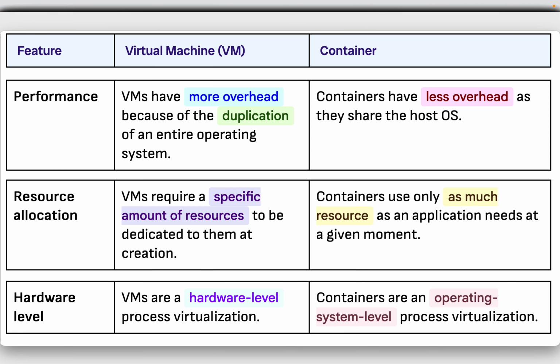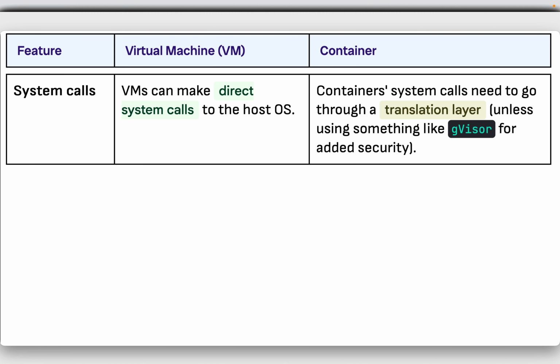Hardware level. VMs are a hardware level process virtualization. Containers are an operating system level process virtualization. System calls. VMs can make direct system calls to the host OS. Container system calls need to go through a translation layer unless using something like gVisor for added security.